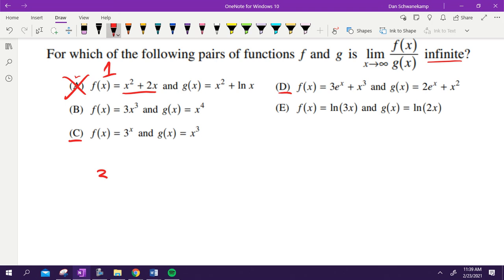If I do B, it's 3x cubed over x to the 4th. I'm finding the limit as x approaches infinity. Where is it bigger, on top or bottom? If it's bigger on bottom, what's my horizontal asymptote going to be? 0. It's not B. Let's go to E. Natural log of 3 over x over natural log of 2x. My last class picked this one quite a bit.